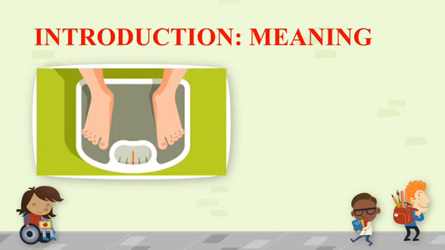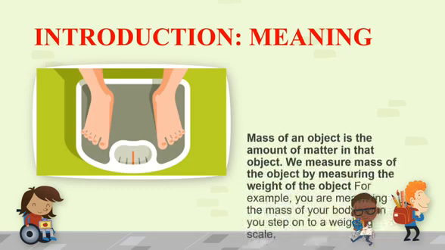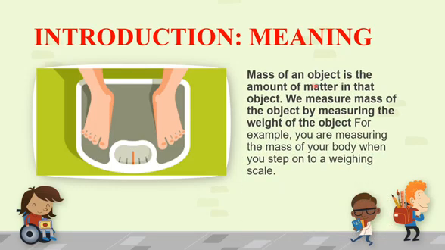Let's begin the topic with the introduction. The meaning of mass. What does mass mean? Mass of an object is the amount of matter in that object. What does matter mean? Matter is anything that takes up space and can be weighed. We measure the mass of the object by measuring the weight of the object.